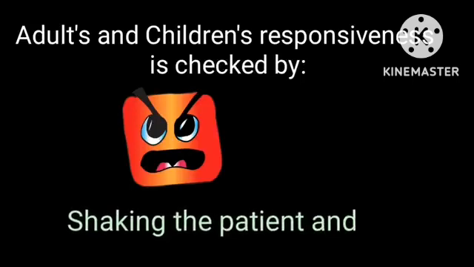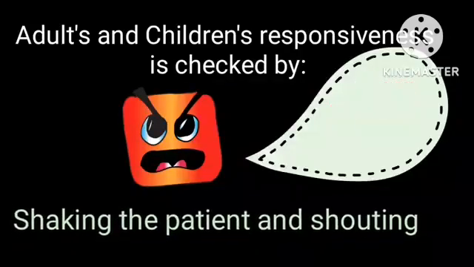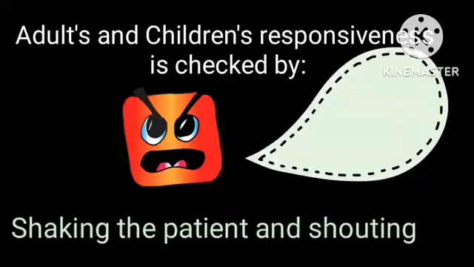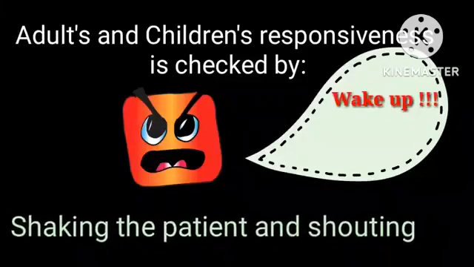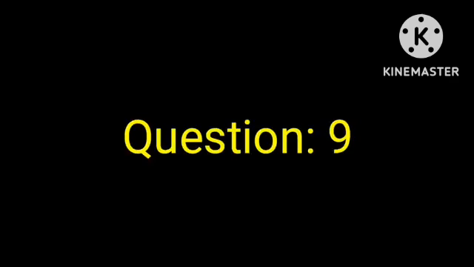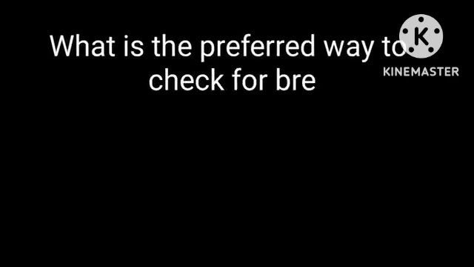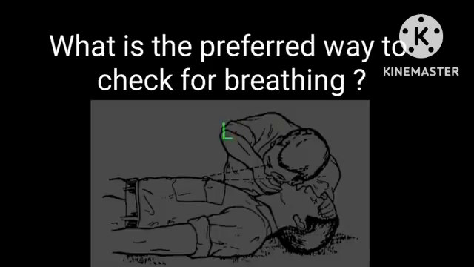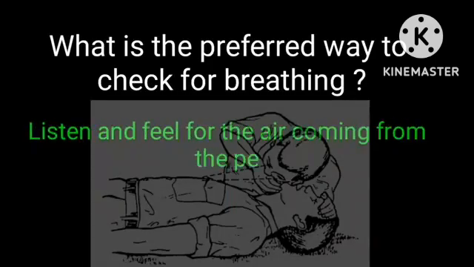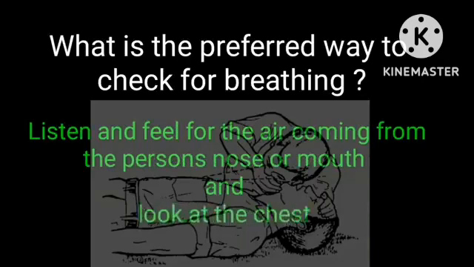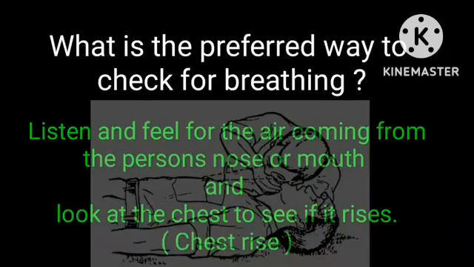Adults and children's responsiveness is checked by shaking the patient and shouting, "Are you alright? Wake up! Are you alright, sir?" What is the preferred way to check for breathing? Listen and feel for the air coming from the person's nose or mouth, and look at the chest to see if it rises. Chest rise should be checked.